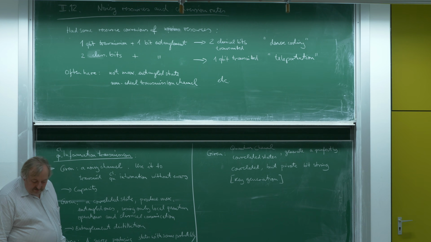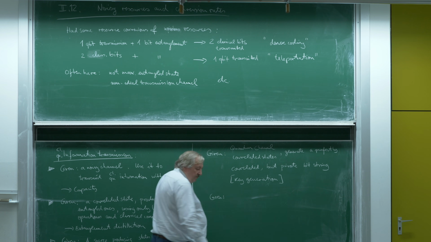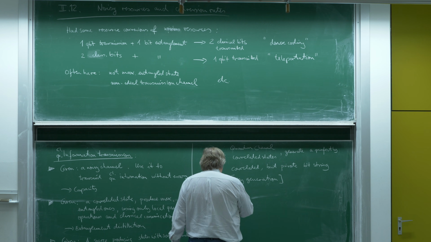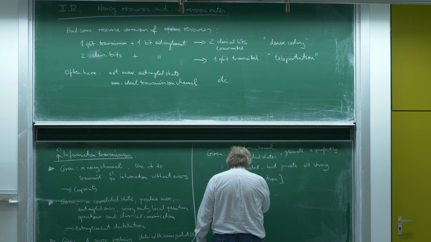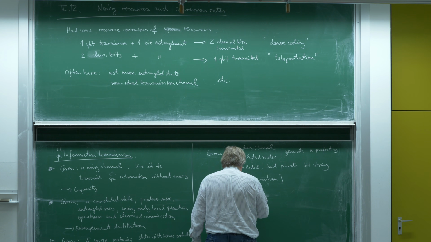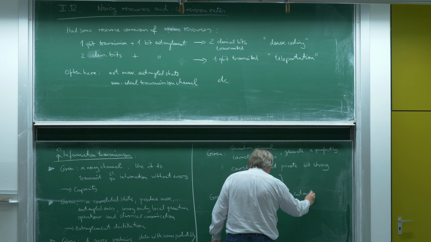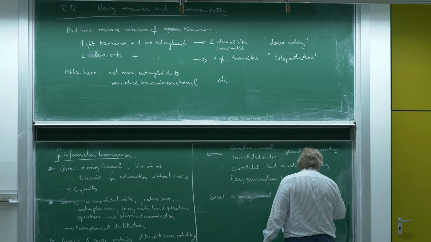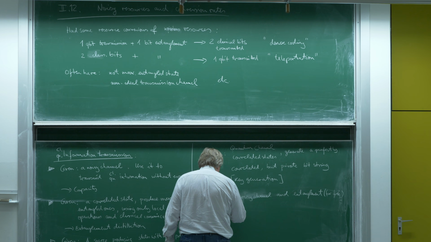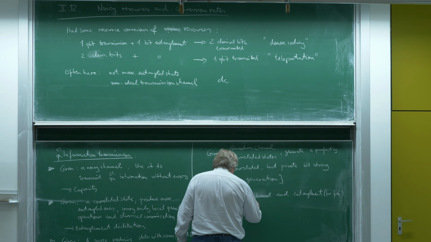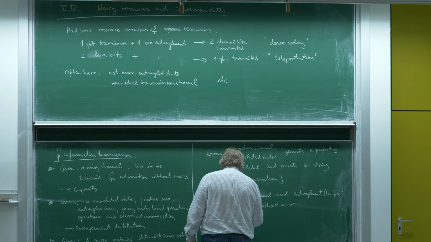What else do we have? For example, given a noisy channel, let's say, and entanglement for free. That is, the entanglement is for free. So send qubits without error. So this is entanglement assisted communication.